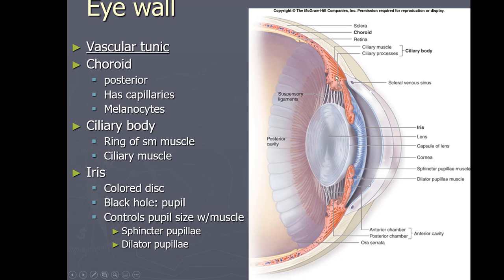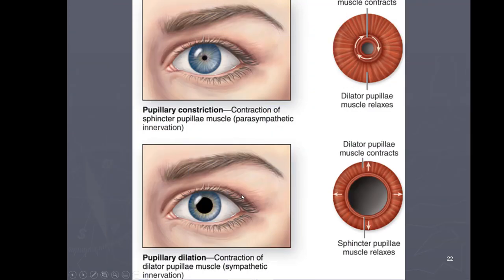So ciliary body, which has smooth muscle, choroid, which is all these blood vessels, and then the iris, which is the colored disc. All right, and this is what I was talking about. The sphincter pupillae muscle constricts the pupil. Dilator pupillae muscle dilates the pupil. Notice that the sympathetic nervous system, which you know about, dilates the pupil, and the parasympathetic constricts it.